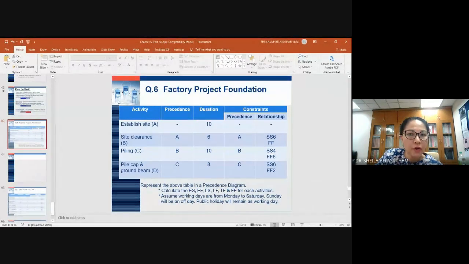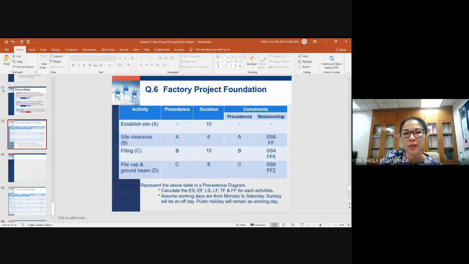Okay, so let us first draw the network. You have activity A, which is to establish the site. Then we have activity B, which will follow from activity A. The precedence is activity A. Then you have piling, the precedence is activity B, which is site clearance. And then you have the pile cap and ground beam, which the precedence will be activity C.